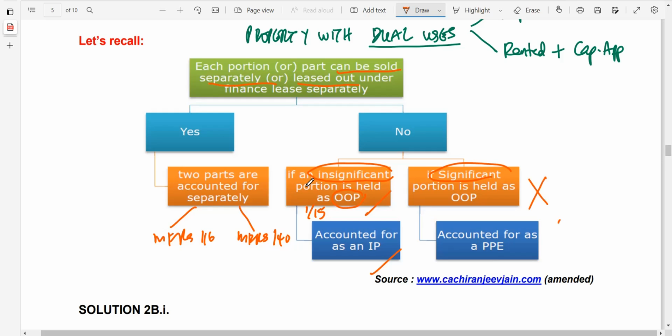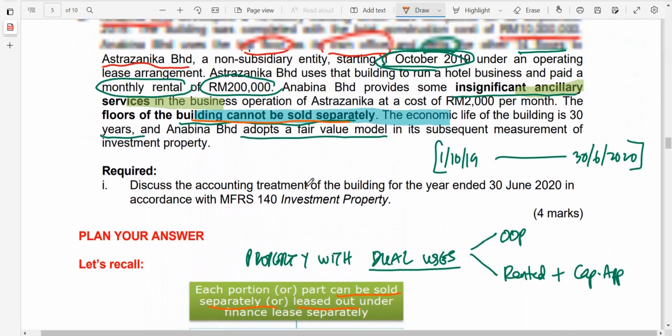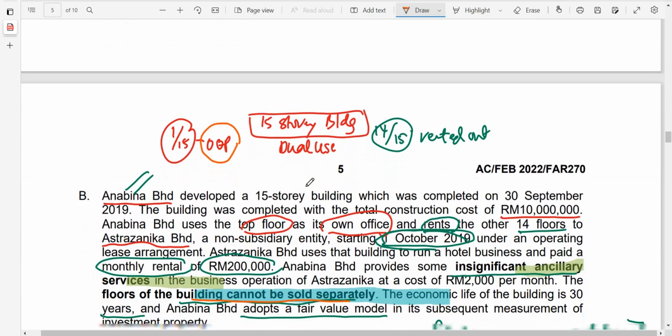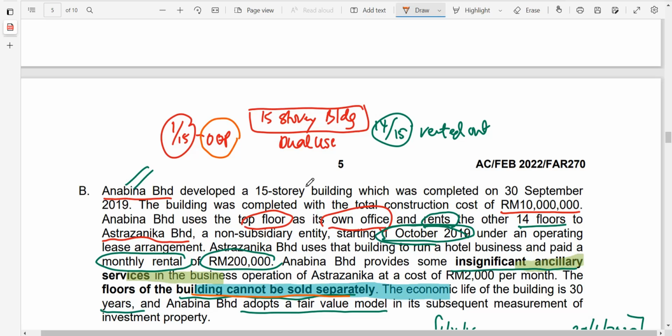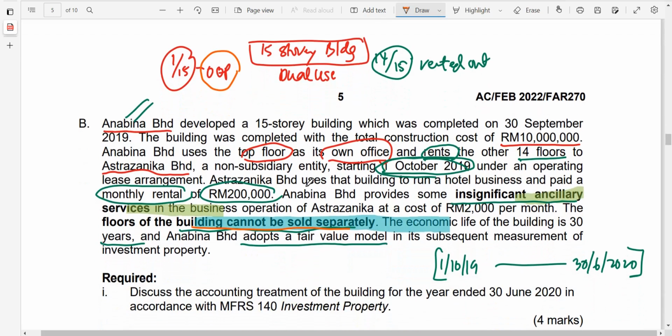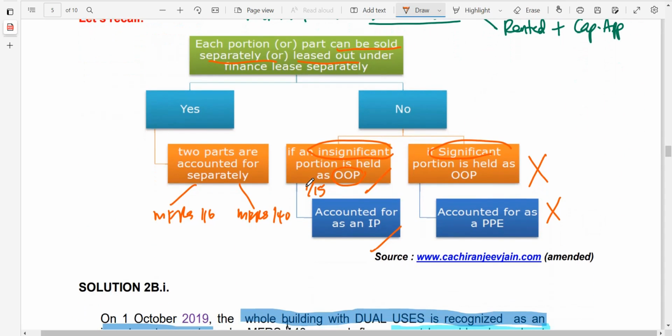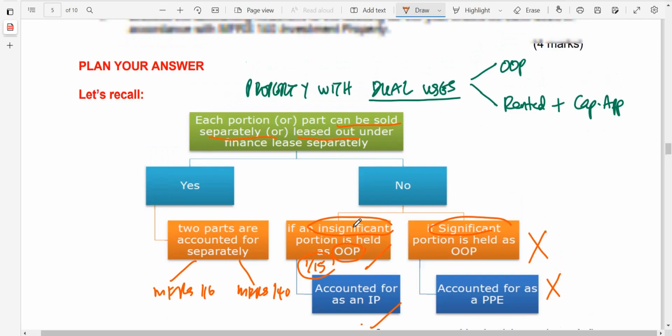So in our case, this is not relevant because our case is where 1 out of 15 is held as owner-occupied property, and therefore 14 out of 15 is being rented out at the same time, provided with ancillary service, and the ancillary service provided was insignificant. So for the first analysis, we are going to conclude that this will be accounted as an IP because it is actually being held insignificantly as owner occupied portion, which is the owner occupied property which was used for its own office here.